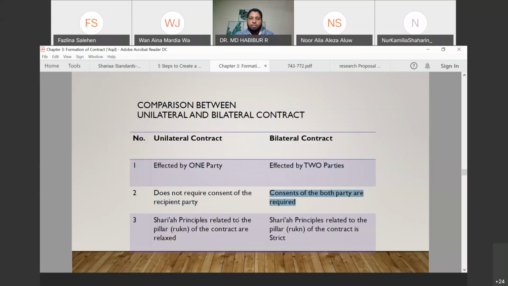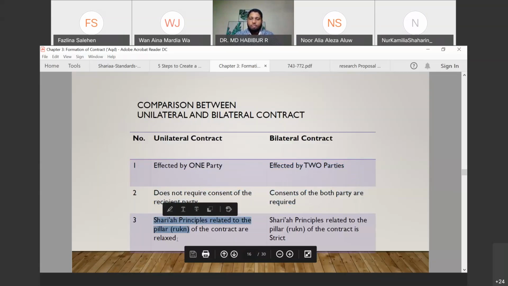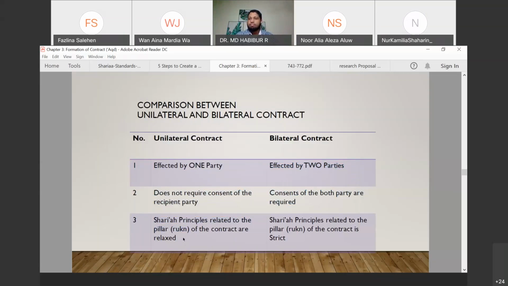Sharia principles related to the pillars of the contract are relaxed. Means in a unilateral contract, the pillars of the contract are what? The contracting parties, the subject matter, means the commodity, and the payment. So it is relaxed, means it can be clear, can be not. Let's say we don't know how much he wants to donate, what commodity he wants to donate, so we don't know. So no need, it's okay. Any terms of jahala, or unknowingness, not knowing or ignorance, are accepted, are relaxed in a unilateral contract.